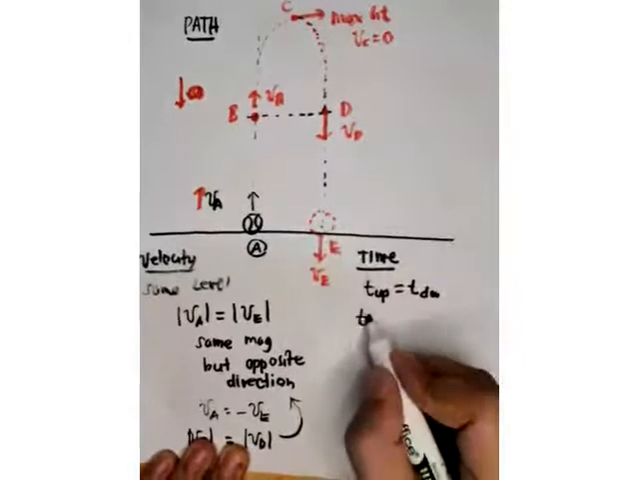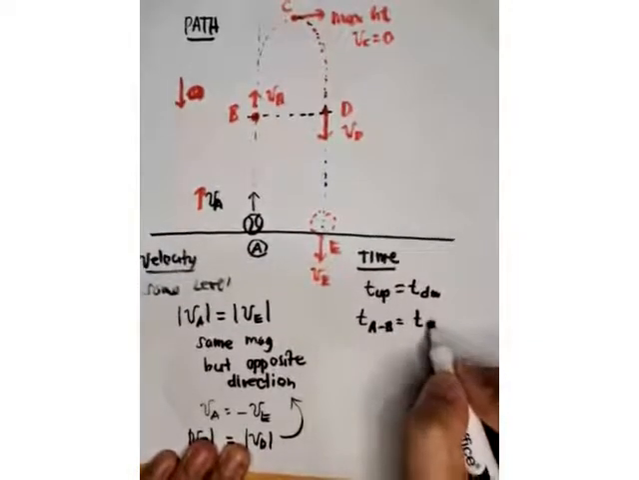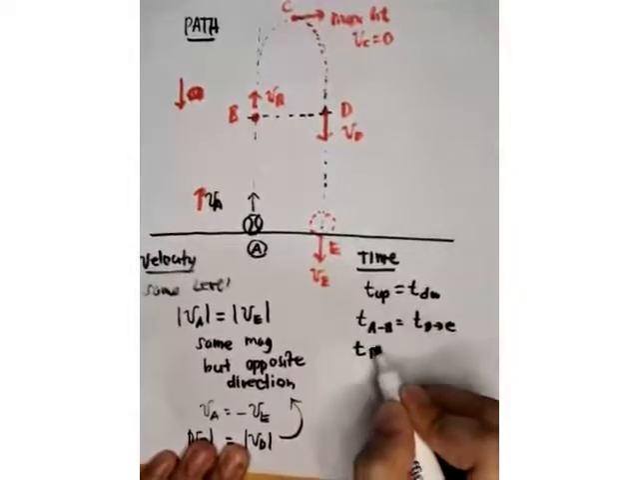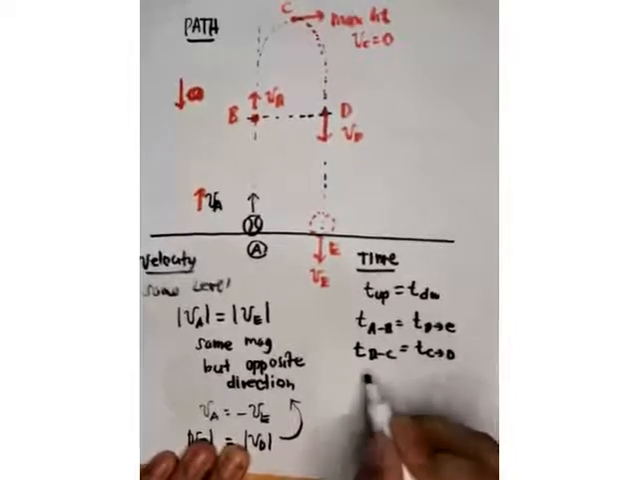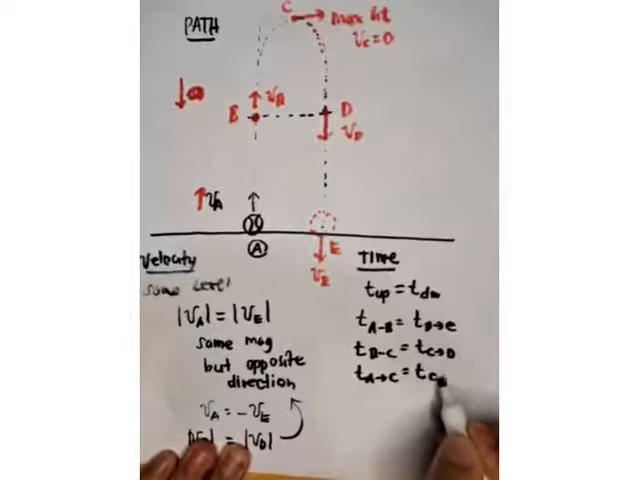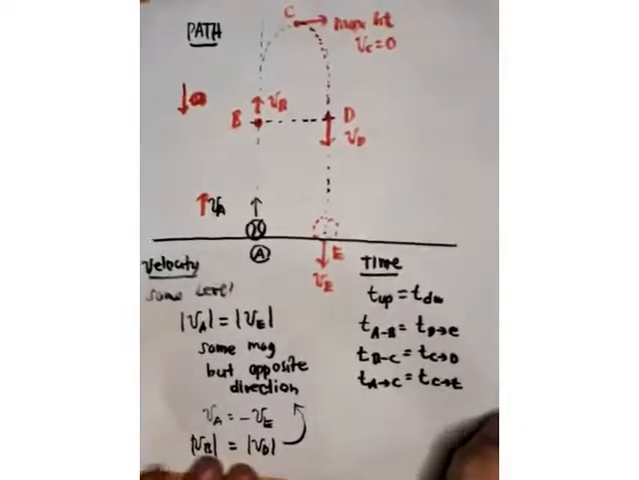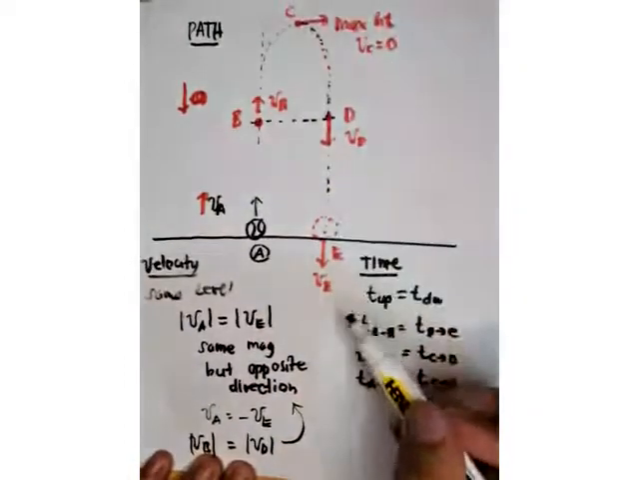Okay, the time from A going to B is the same time from D going to E. Or the time from B going to C is the same time from C going to D. Or the time from A going to C is the same time for C going to E. So they will have the same time. That's why they are symmetrical. So time to go up is equal to time to go down.